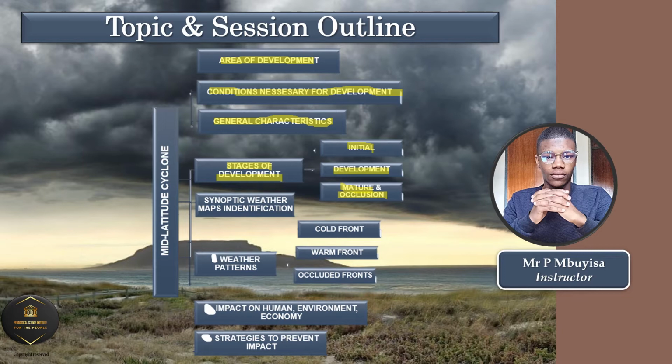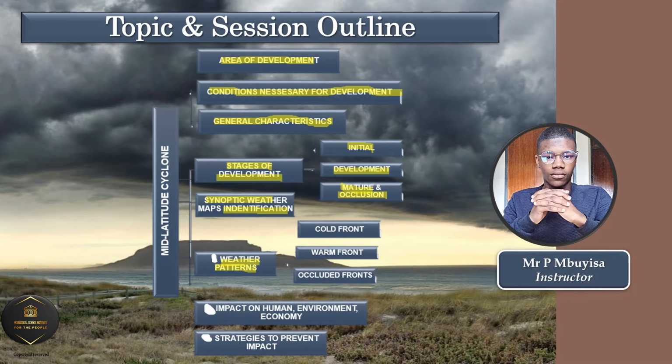Now we also need to think about how do you identify the system on a synoptic weather map. What weather patterns are associated with the system. Now remember, just to go back a bit, for synoptic weather map identification, you also need to be able to identify the system on a satellite image. So make sure that you watch till that part of the session so that you really know how the system actually looks in real life as seen on our satellite images.